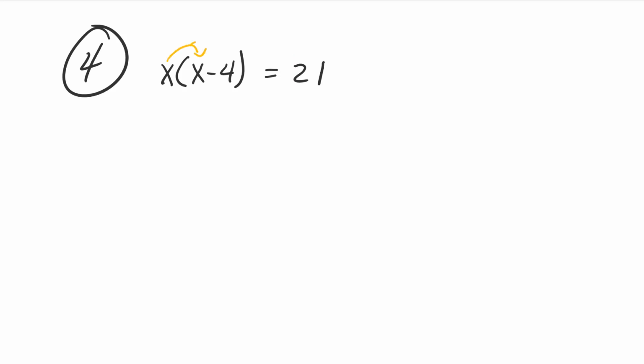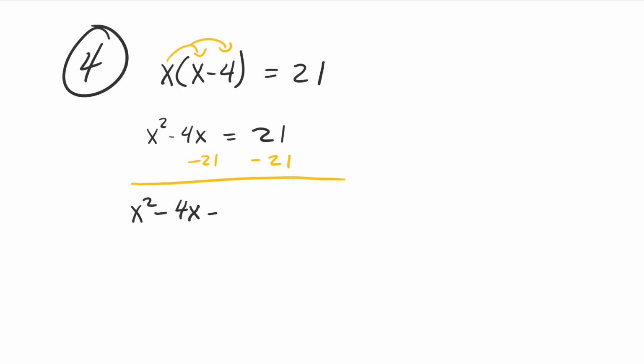So let's get rid of these parentheses. x times x is equal to x squared. x times negative 4 is equal to negative 4x. And we're equal to 21. Let's kick that 21 on over to the left-hand side. Set it up like we just did that problem before. And we're on our way. So subtract 21 and subtract 21, balancing out that scale, giving us that x squared minus 4x minus 21 is equal to 0. Notice I'm writing in descending order, squared the x and then the number.